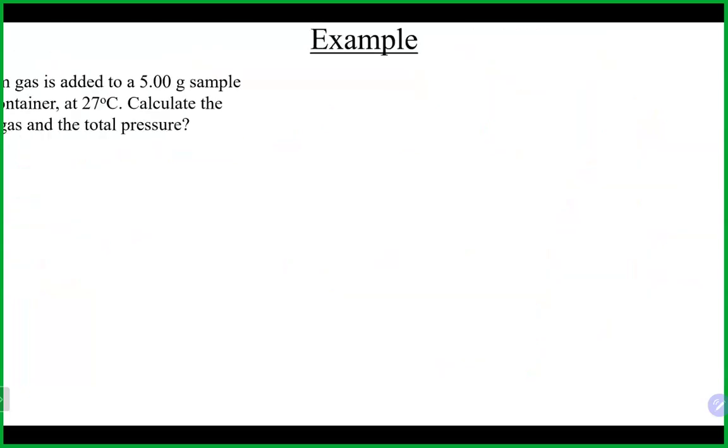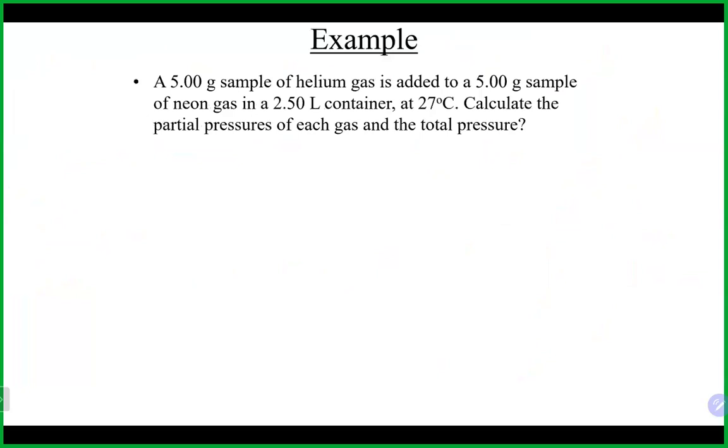So I don't think we did the example. So why don't we do an example, one of these here? We have 5 grams of helium and also 5 grams of neon. It's in a 2.5 liter container at 27 degrees Celsius. We're looking for the partial pressures of each of the gases and also what would be the total pressure of the mixture. Helium is 4.003 and neon is 20.18.